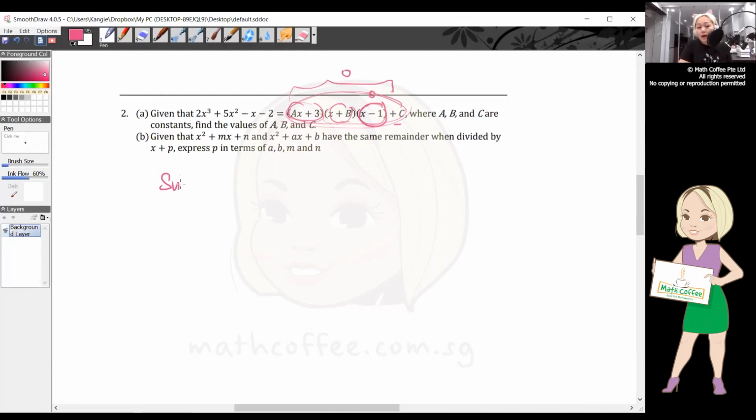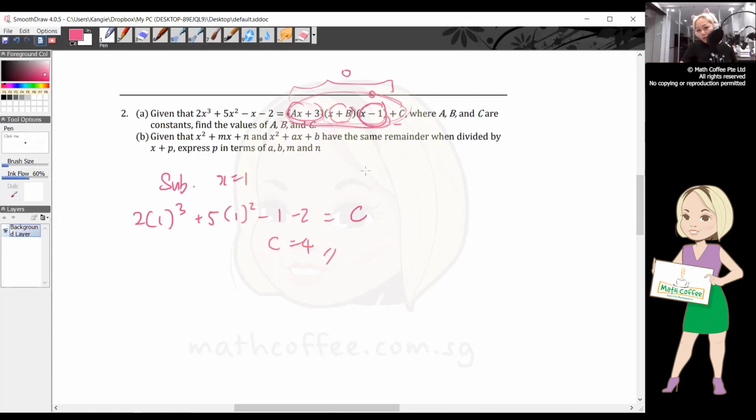So you will say sub x equals 1. So I have 2(1 cubed) plus 5(1 squared) minus 1 minus 2. This whole thing no need to write because you know it's 0. So I'm left with c. In this case, I can straight away solve my c already. So it's 2 plus 5 minus 1 and minus 2. So I get 4, so c equals 4. See, I solved my c.